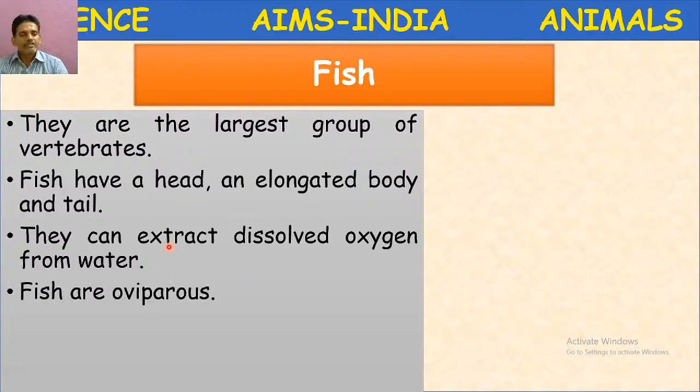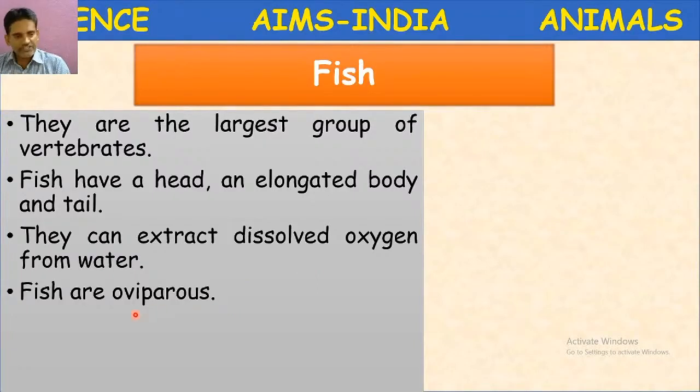These animals can survive in water, aquatic, totally aquatic. It cannot survive on land, only in water. In order to survive, it requires oxygen. Where is the oxygen available for fish? It extracts the dissolved oxygen from water with the help of gills.